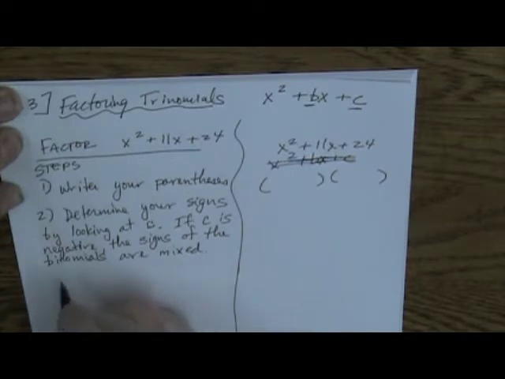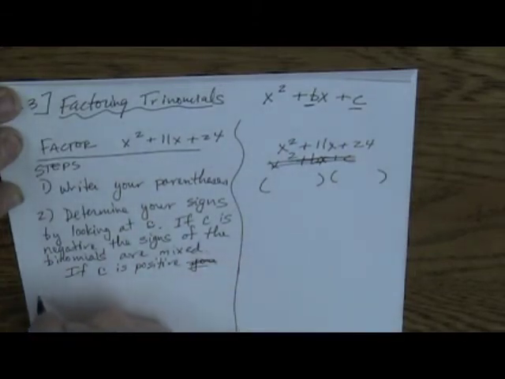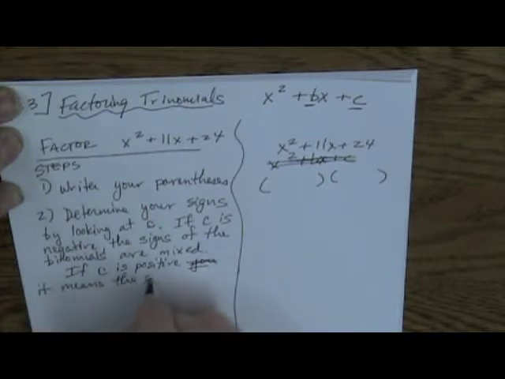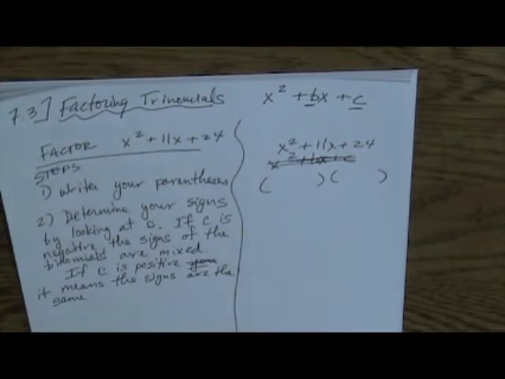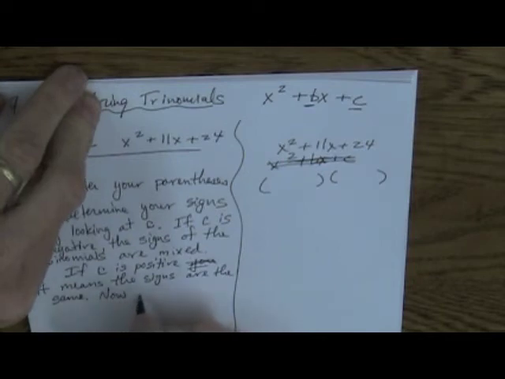So there's another way. If c is positive, it means the signs are the same. So it means that they're both going to be positive or they're both going to be negative. So you have to then look at b to see if they're both positive or both negative. So now b determines the signs.